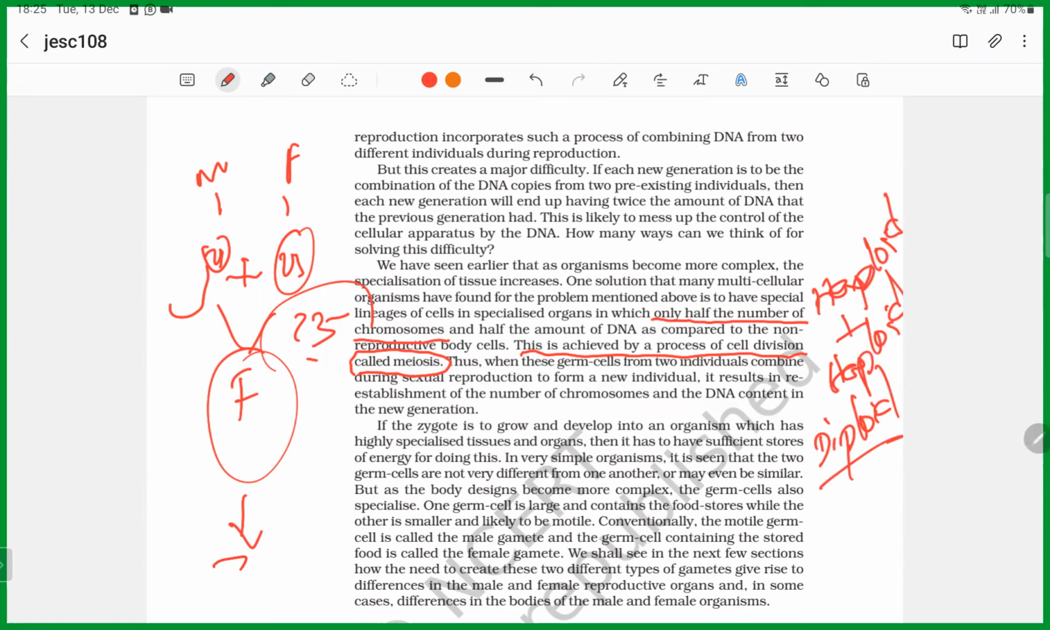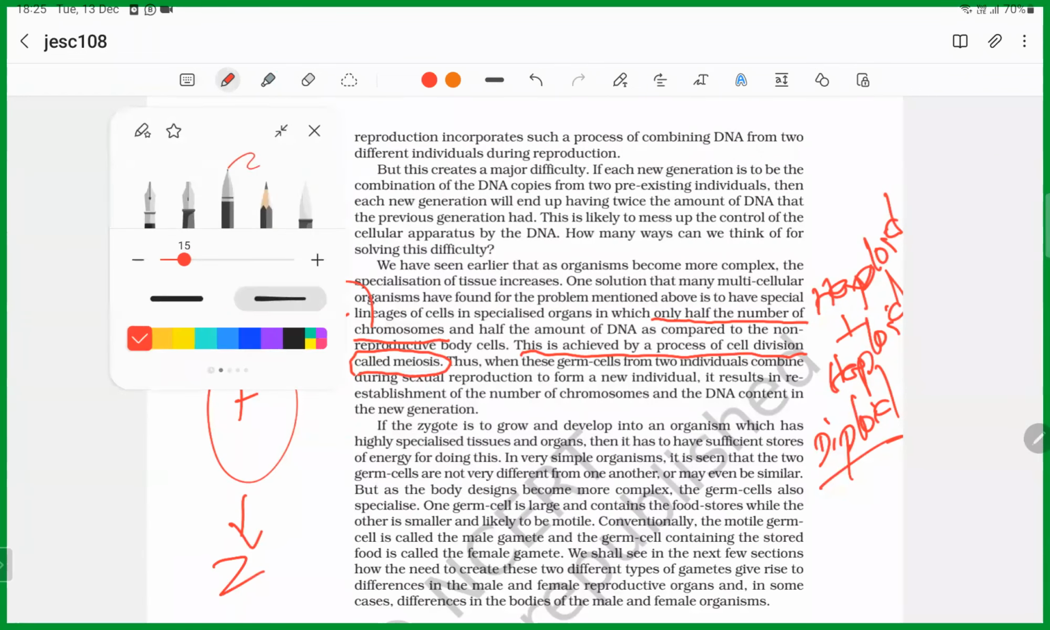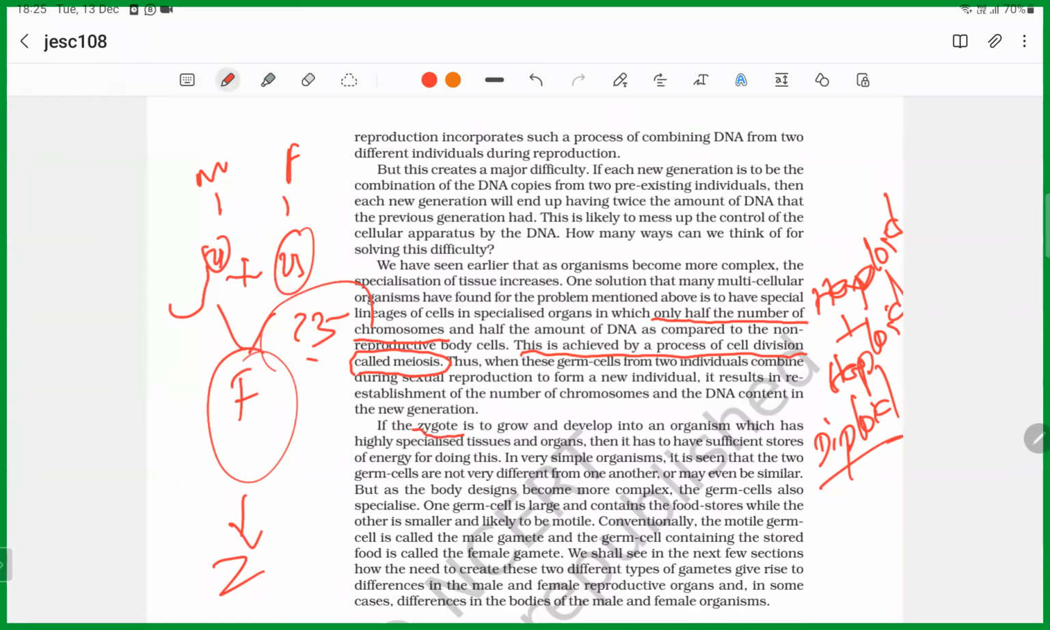And then the zygote forms. The zygote develops into an organism. Different stages are there. So this is the main important thing. We should understand about gametes, gamete fusion, all these things.